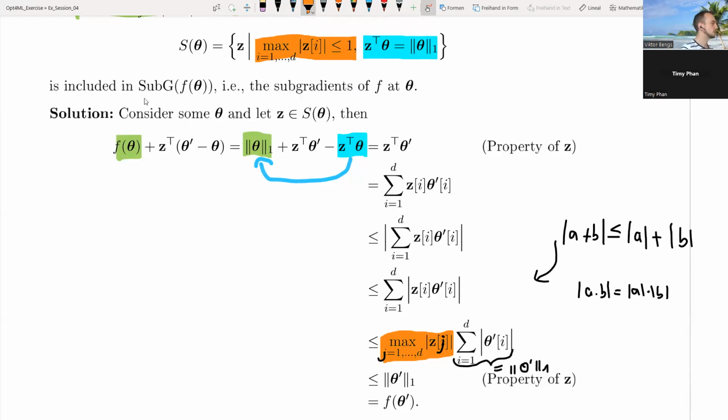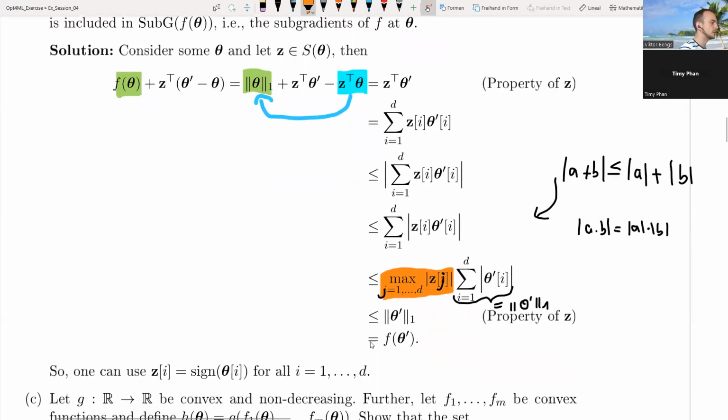So we started with this subgradient's linear function and theta prime with z as our candidate for the subgradient, and we have here it's smaller than or equal to f of theta prime, which is exactly the subgradient property. We haven't used anything about the theta prime, so theta prime was quite arbitrary, and this inequality is true for all theta primes. So we have the subgradient property.